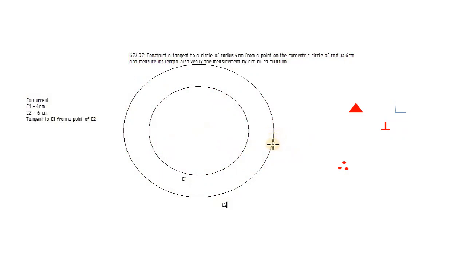From a point on C2, any point for that consideration, you can take any point, but conventionally it is better if you take a point along the radius of it. The blue dot that you see is the point that I have chosen. From that point of C2, I'm supposed to draw one tangent on circle C1.